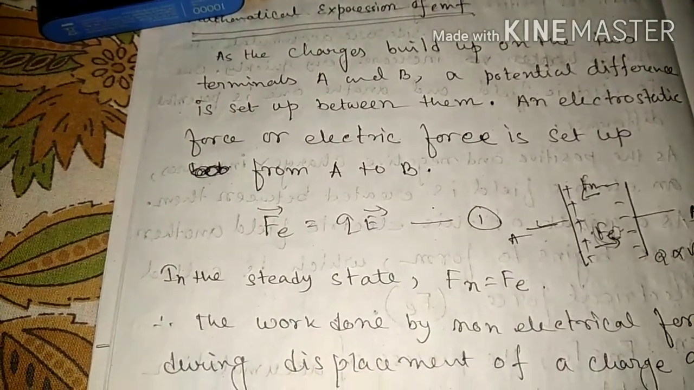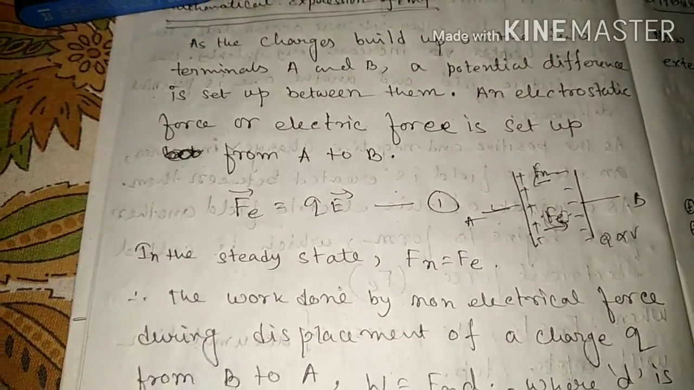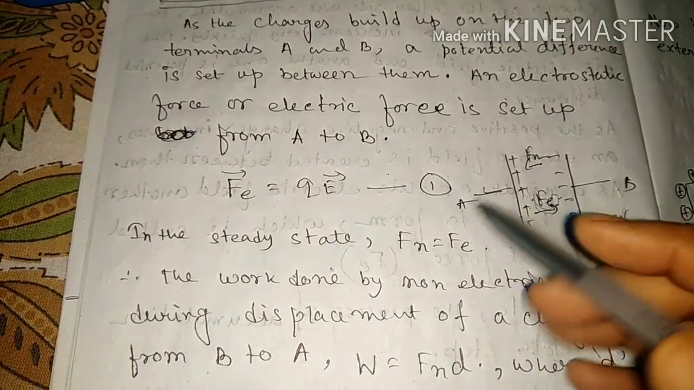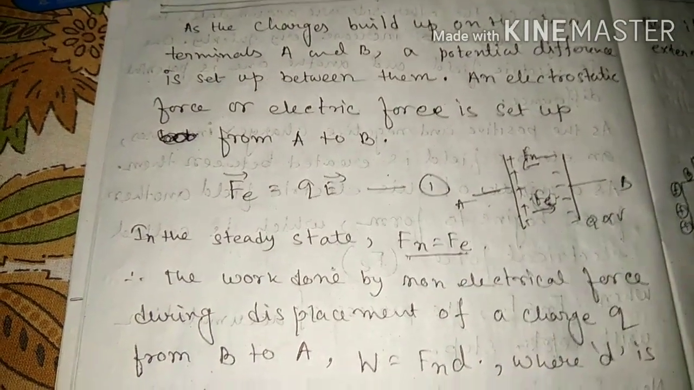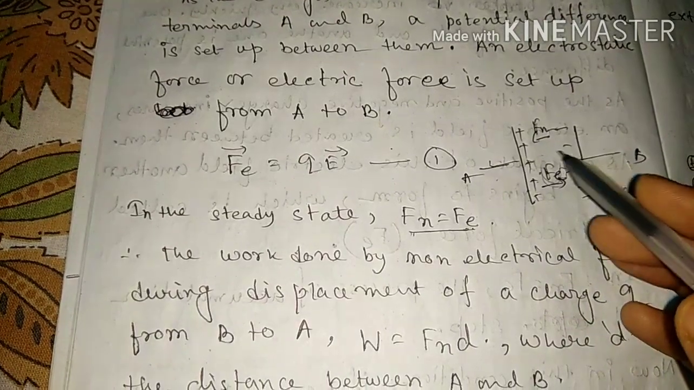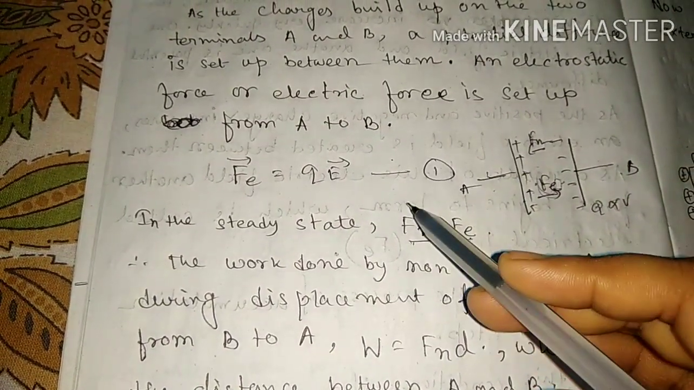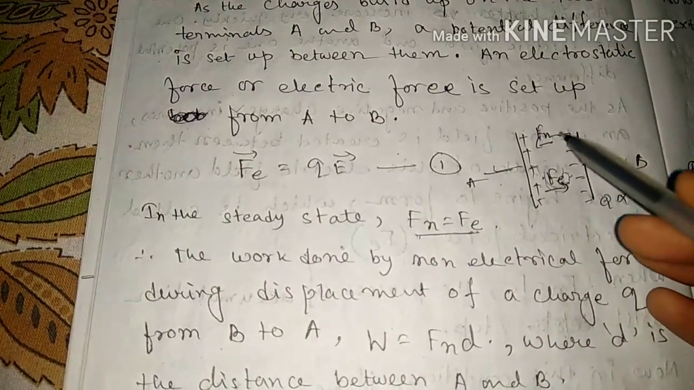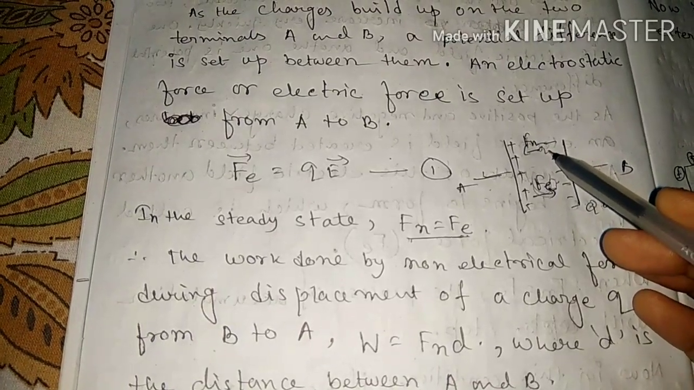We know this, E equals F by Q, so F equals Q into E. Now in steady state condition, that means when Fn equals Fe. Now the work done by non-electrical force during the displacement, suppose a charge Q is there.